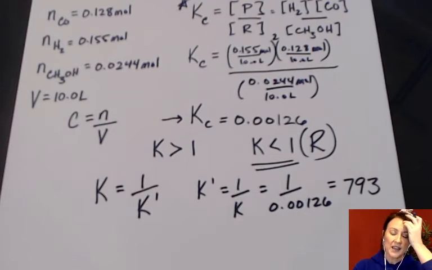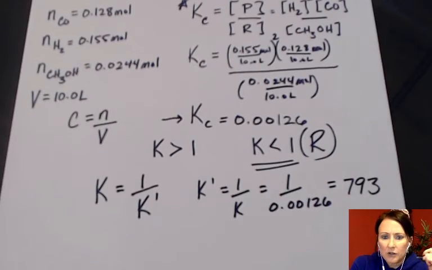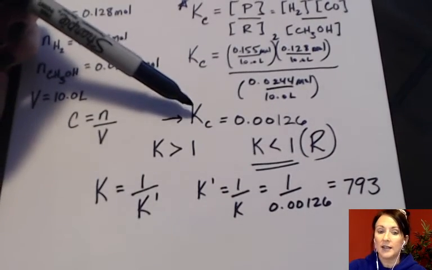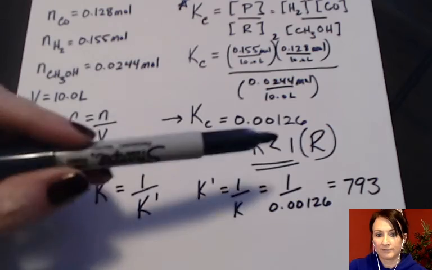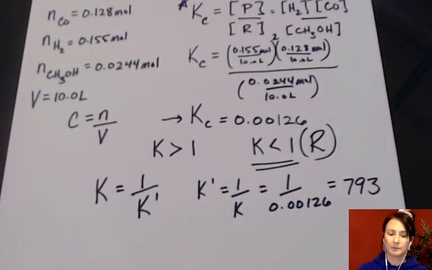If you know K, you can just take the inverse to get the K of the reverse. And that also makes sense when you think about it. If K in the forward direction is reactant favored, because my K was less than 1, then K for the reverse reaction is going to be product favored. It's going to be a number that's bigger than 1. All right, so that's what we see here.